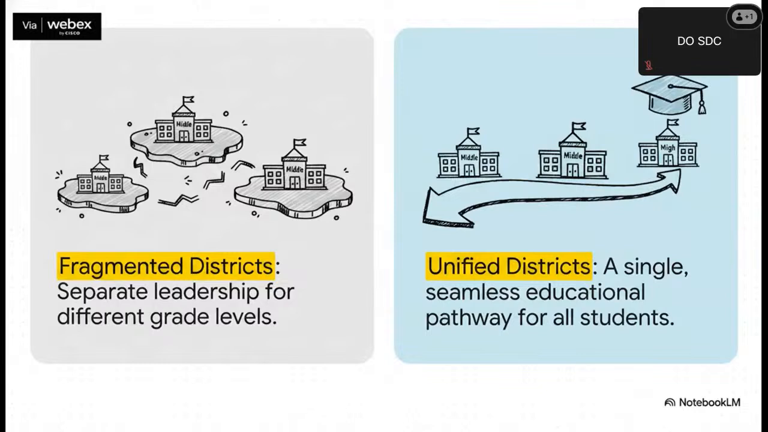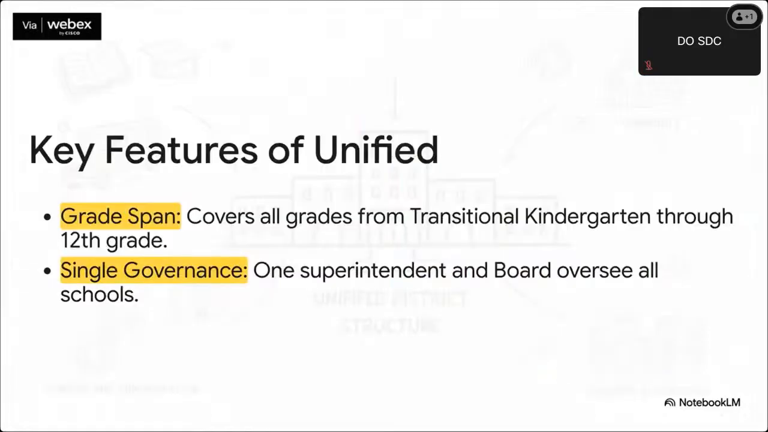But then you look at a unified district. We're talking about a single, seamless path. It's designed to be one continuous journey for a student, with no jarring disconnects between grades. So how do they pull that off? Well, it really boils down to two main things.